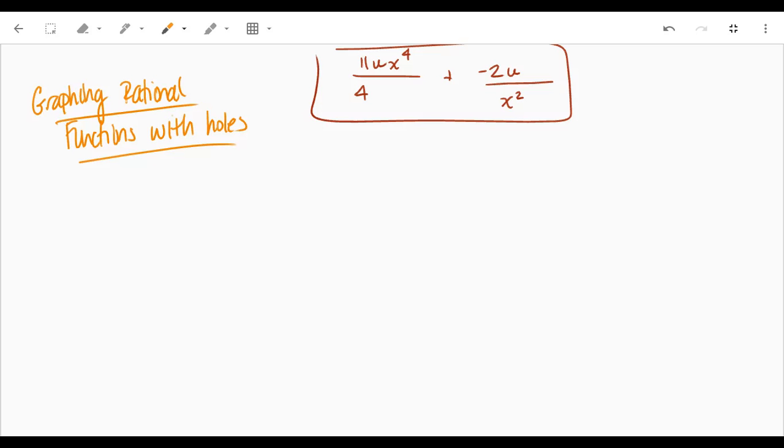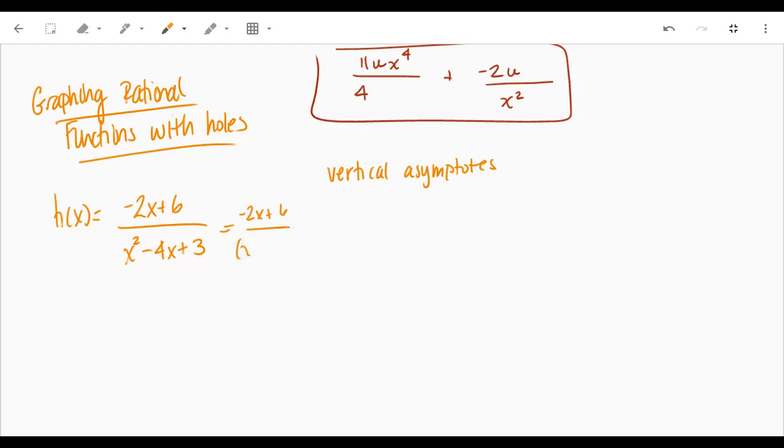Okay, so we'll take a look at a graph like this. We have h of x is negative 2x plus 6 over x squared minus 4x plus 3. So if you think back to when we had graphing rational expressions with two vertical asymptotes, this looks like a problem right out of there. So we would figure out your vertical asymptotes, again, whatever makes the denominator 0. The denominator I can factor to be x minus 3, x minus 1. So x equals 3 and x equals 1.